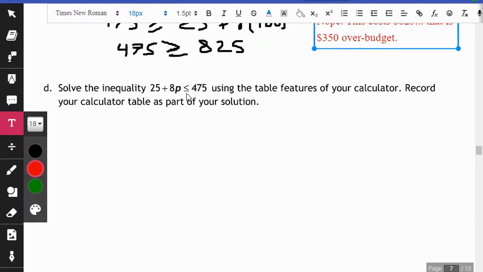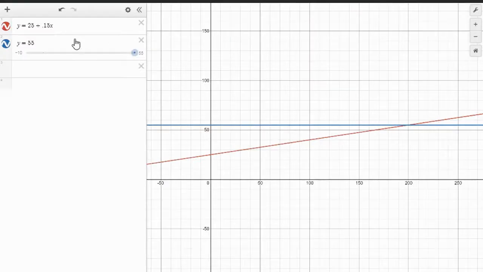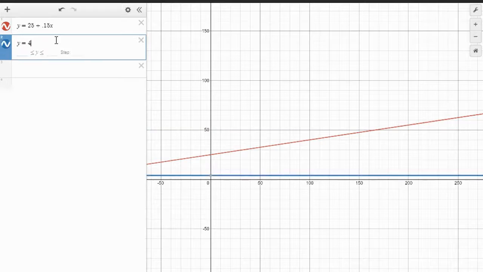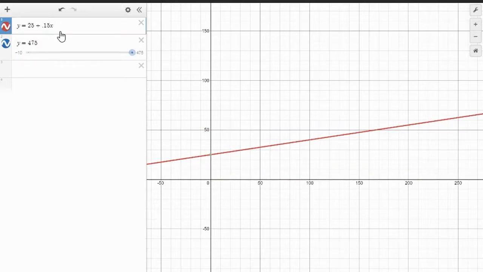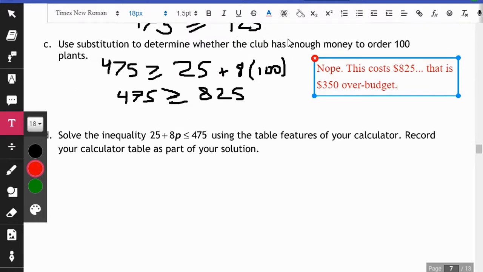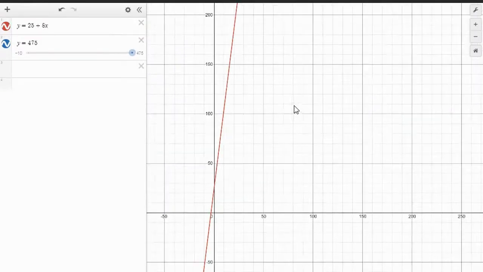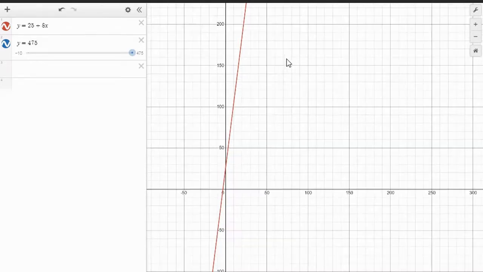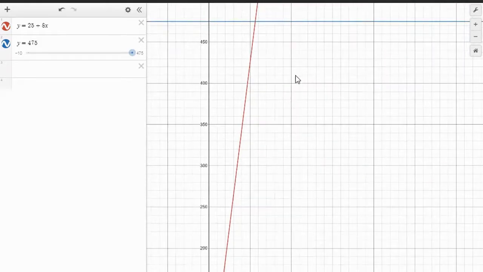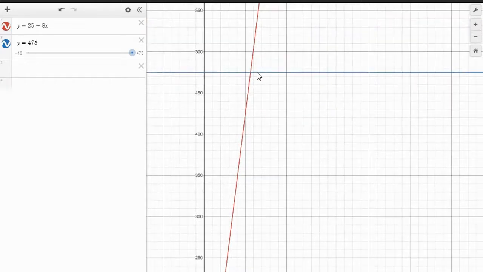We graph each of these. This equals y, and that equals y. I'm going to write y equals 475. And the other one is 25 plus 8p, or 8x. We'll use 8x. There we go. Let's see where we end up. This is our cost going up and up and up. This is what we want. This is our ceiling. We can't spend more than this, 475.